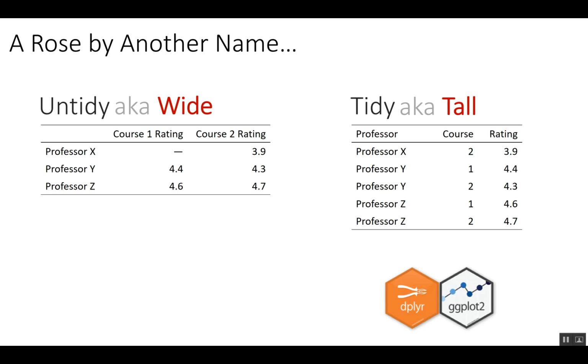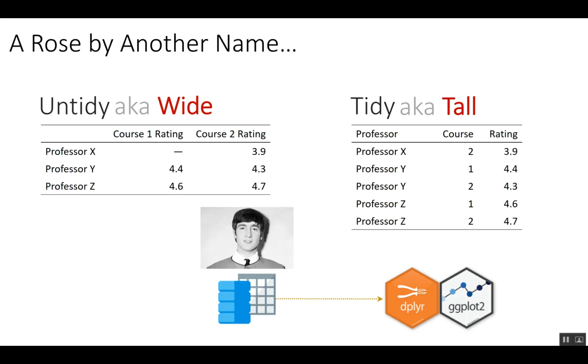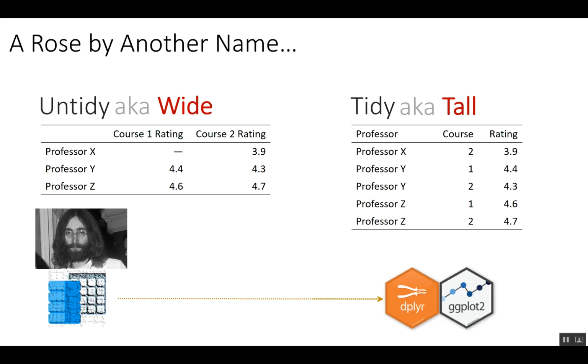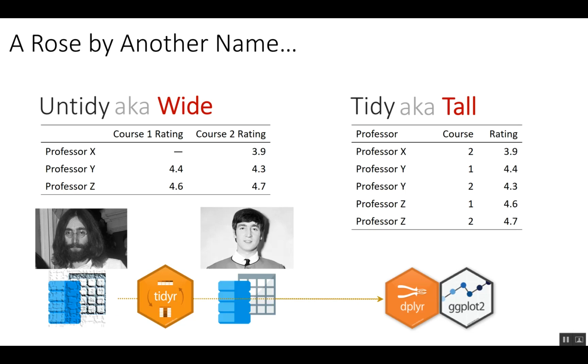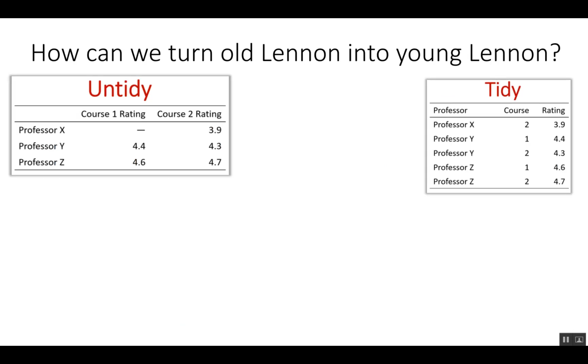And the ggplot2 package and dplyr package make the assumption that your data is indeed tidy. But oftentimes your data comes to you in messy ways, we'll say. So what are you going to do about that when data comes to you messy? You need the tidyr package to tidy it up, make it look like the younger John Lennon, and now you can feed it into dplyr and ggplot2. So how do we turn the untidy data into tidy data?